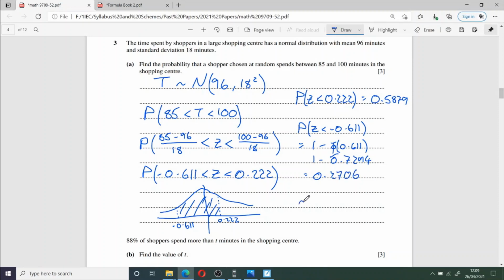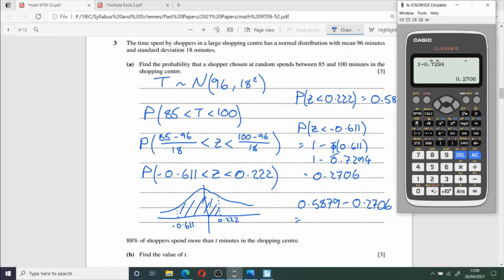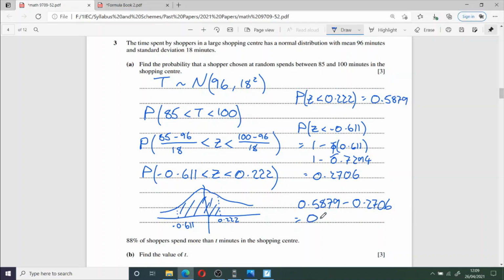And then I'm going to do 0.5879 subtract 0.2706, and that's going to give me my final answer, 0.317 to 3SF.